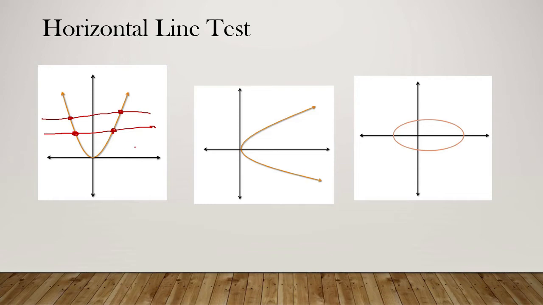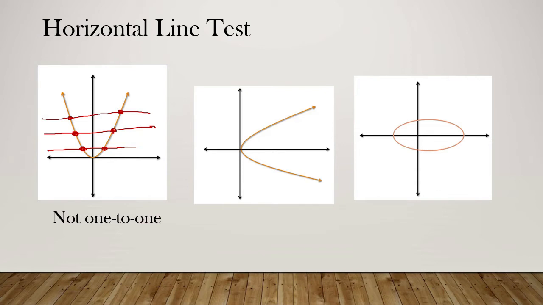So whenever you draw a horizontal line on a graph and it intersects the graph at more than 1 point, then it is not a one-to-one function. So just like this one, the first graph is not a one-to-one function.